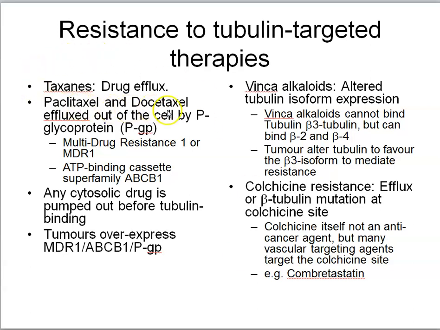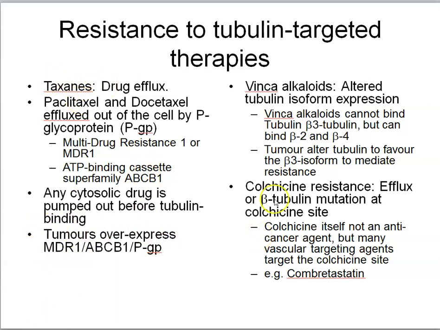Firstly, the taxanes. Now, if taxanes are present in the cell, they will always affect microtubule dynamics. The problem here is that the taxanes are very efficiently effluxed out of the cell. So paclitaxel, docetaxel, those are effluxed by P-glycoprotein, also known as multidrug resistance 1, also known as ATP binding cassette B1, so ABCB1. So if a cell overexpresses this, the taxanes are just pumped out of the cell and they never actually make it to their targets. So whenever a tumour is MDR1 overexpressing, we know that the taxanes are not going to work.